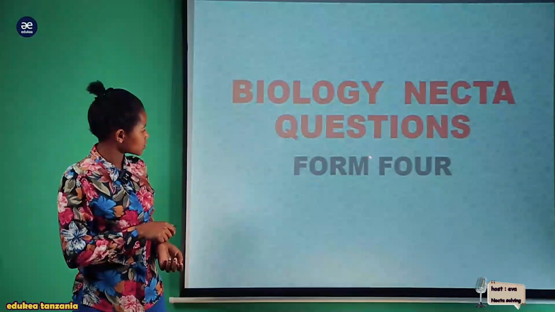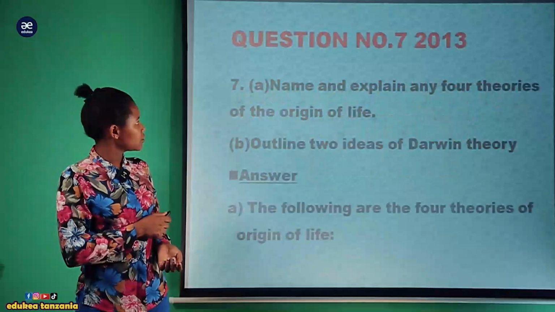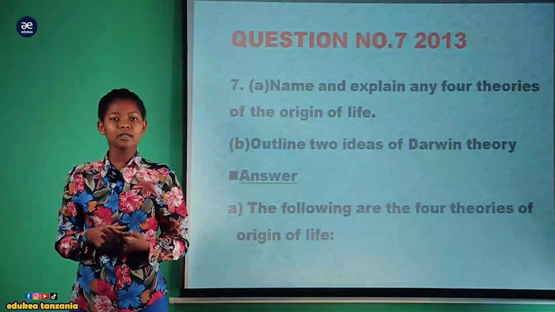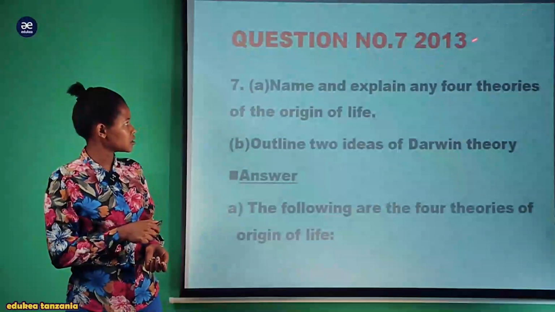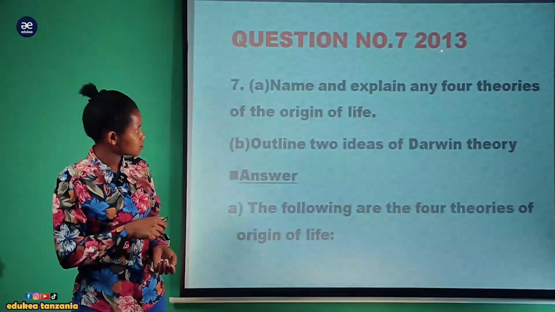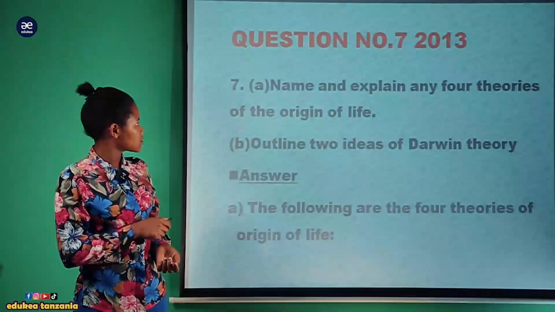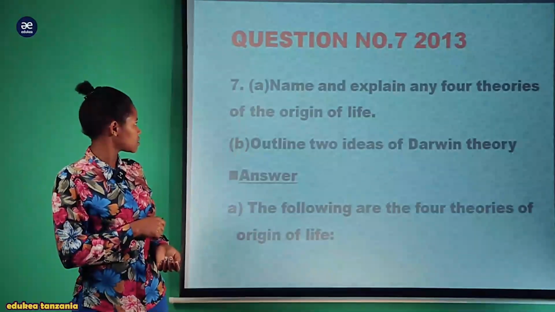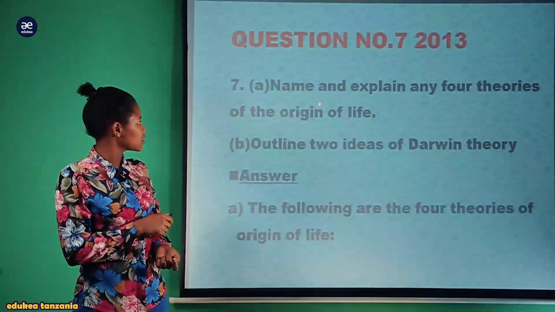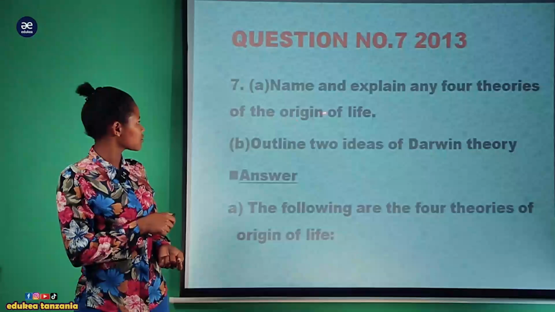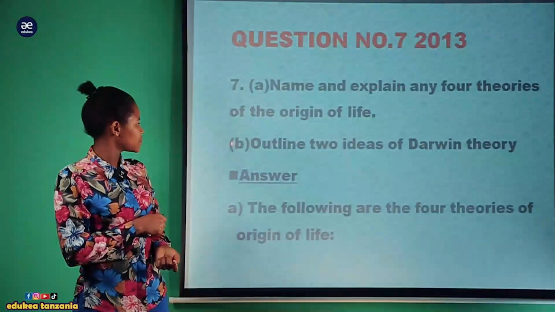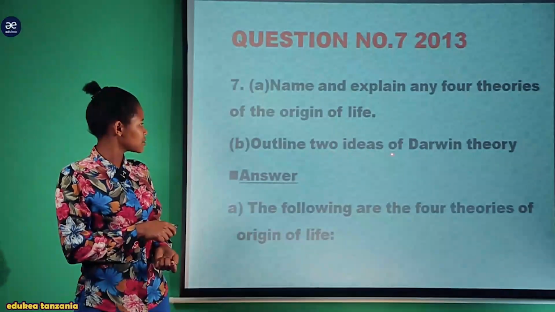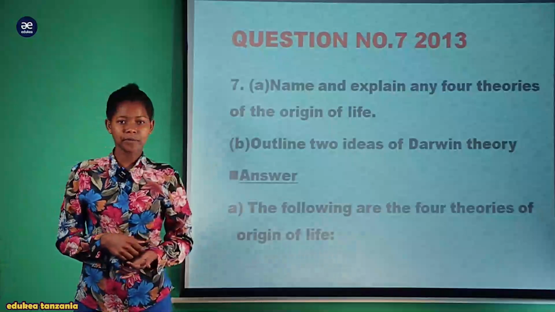Here we are going to solve the questions of NECTA Form 4. Today we will deal with question number 7 and question number 9 of the year 2013. As you can see, our question comprises two parts, part A and part B. Part A needs us to name and explain any 4 theories of the origin of life, but part B needs us to outline 2 ideas of Darwinian theory.